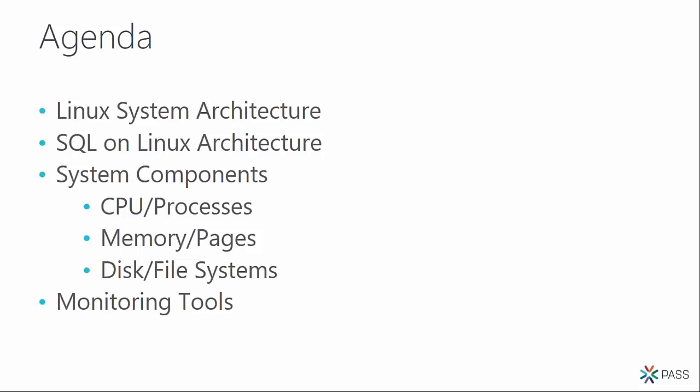And then we're going to break down the major components of any system, right? CPU, disk, and memory. And then we're going to look at the operating system abstractions for those things: processes, pages, and file systems. We're going to go a little bit higher level than blocks when we talk about disks. And for each of those components, I'm going to talk about tools that you can use to poke and prod your system to get that perf data that you're interested in.